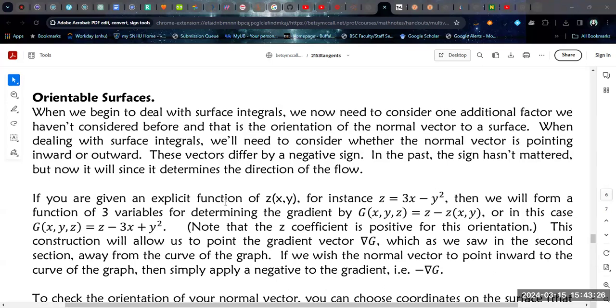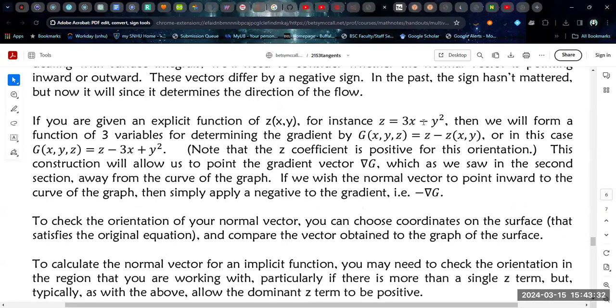So let's consider a given explicit function where z is in terms of x and y. So for example, z is equal to 3x minus y squared. Then we have a function of three variables for determining the gradient. So essentially it's the z variable minus the expression in terms of the other variables. So in this case, z minus these two components. So our g function is z minus 3x plus y squared.